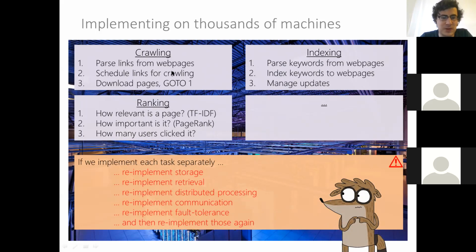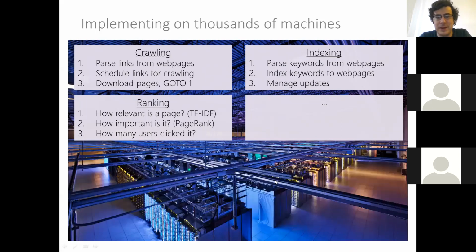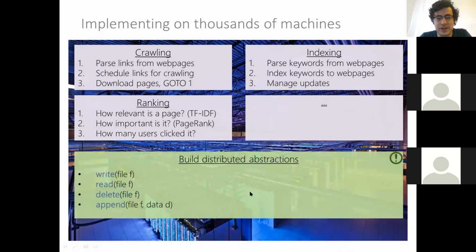So rather than start from scratch, what we'd like to have is some sort of abstraction. So what kinds of abstractions can we have? I mean, the very basic abstraction we could imagine is to be able to write to files, to read from files, to delete files, to append to files in a distributed setting. So this abstraction or this interface here is essentially what is implemented as part of the Google file system.